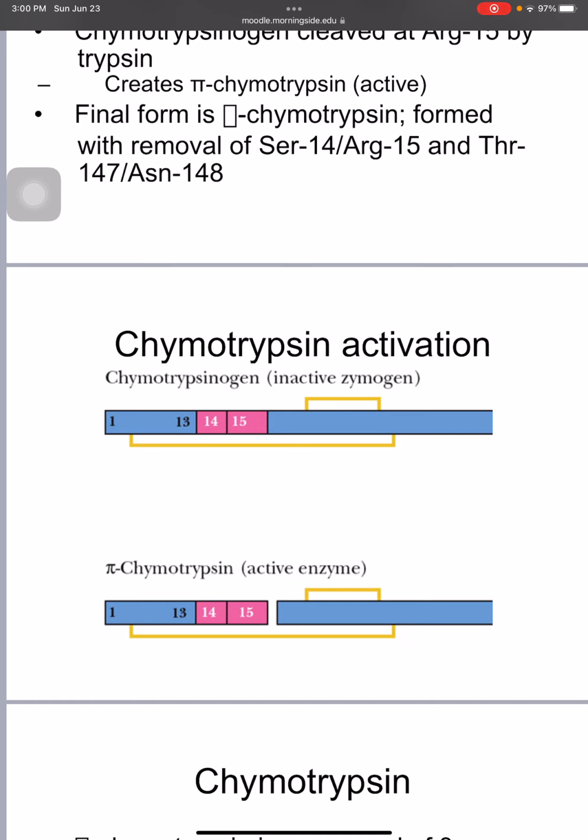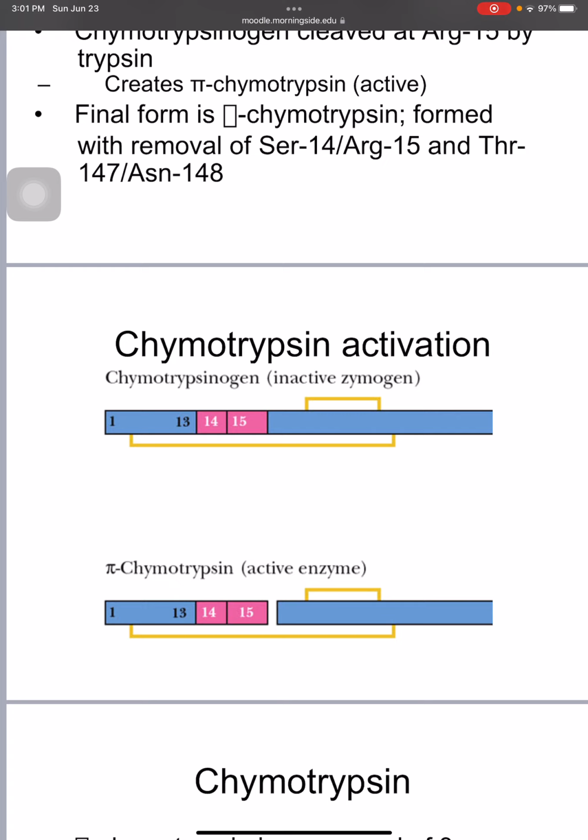basically what happens here is pi-chymotrypsin will self-remove 4 amino acid residues, right? It's going to snip out serine 14 and arginine 15. And then it's also going to snip out threonine 147 and asparagine 148. All right? And that basically renders the entire chymotrypsin chain into 3 segments, 3 pieces, right? However, they're still all connected to each other through disulfide bridges.